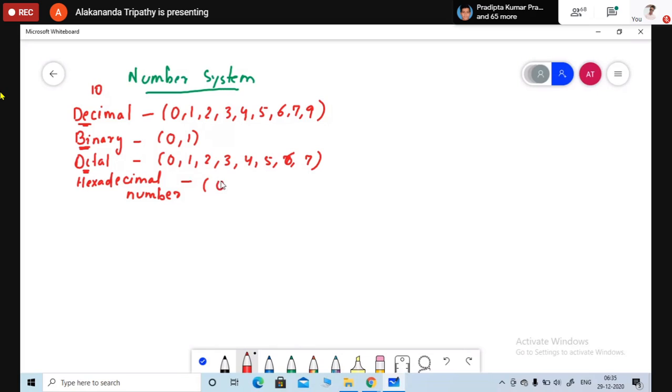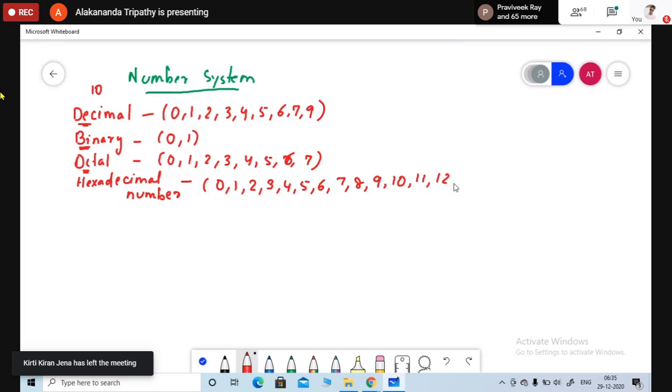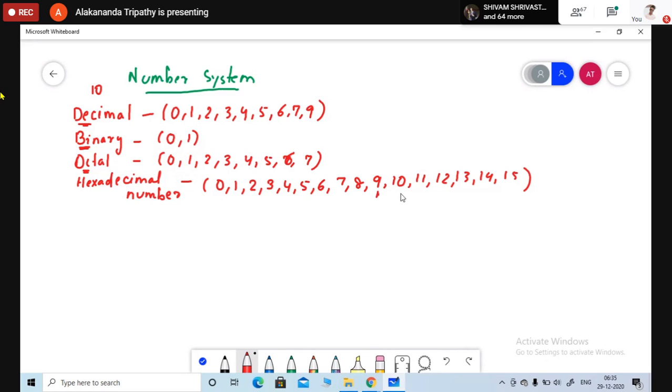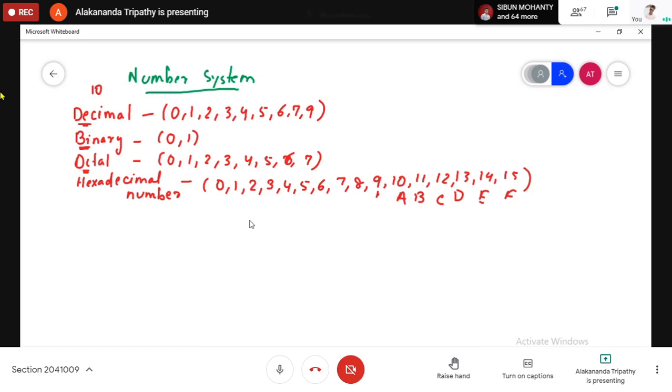Similarly, hexadecimal number, we are having the numbers from the set 0 to 9, and 10, 11, 12, 13, 14, 15. From 0 to 9 it is there, and 10, 11, 12, 13, 14, 15 are represented as A, B, C, D, E and F. Are you clear? Ma'am, 8 is missing in decimal.